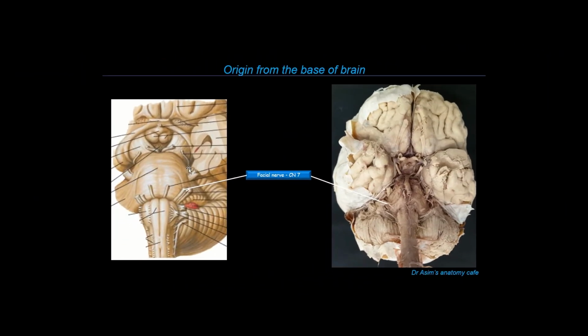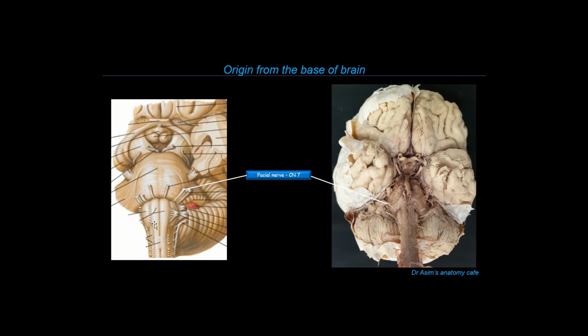As a first step, let's see where the facial nerve originates from the base of the brain. Over here you can see an illustration of the base of the brain. You can see the two peduncles of the midbrain. You can see the ventral aspect of the pons over here. The transverse pontocerebellar fibers are clearly visible here. Down below you can see the medulla oblongata.